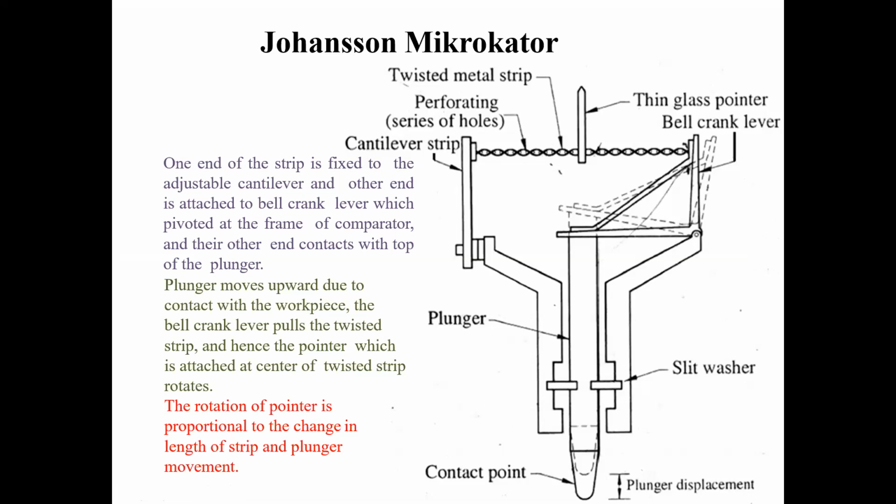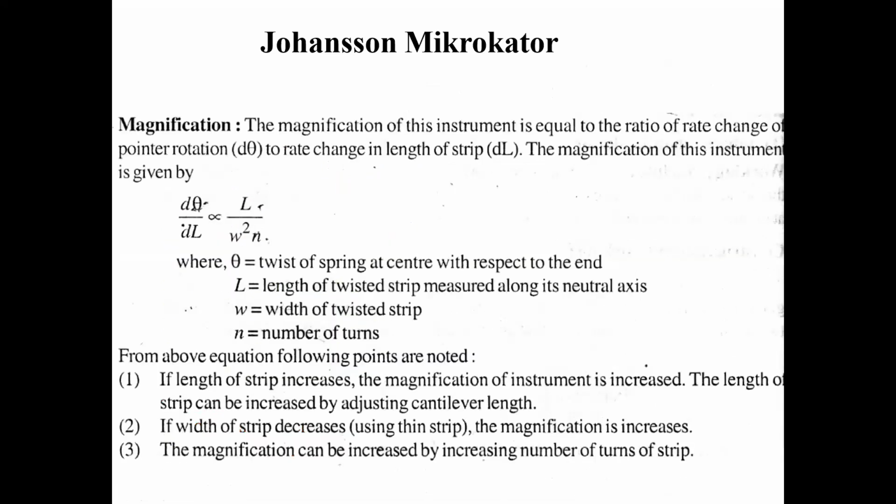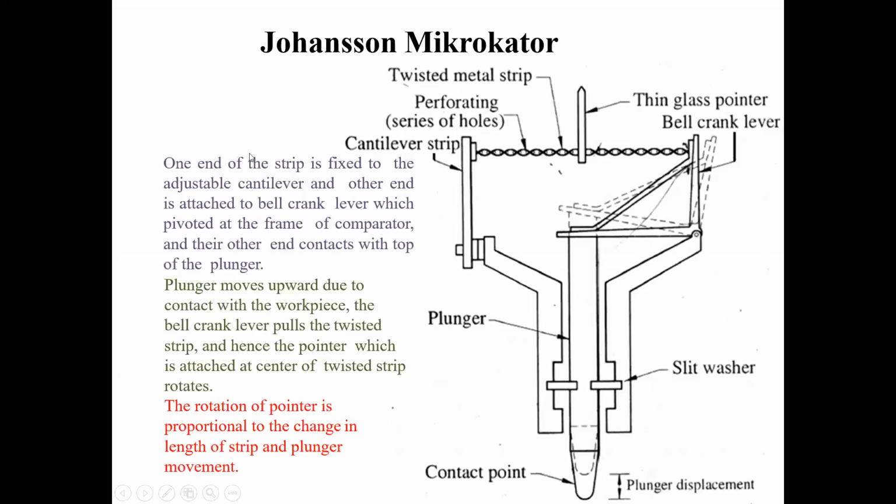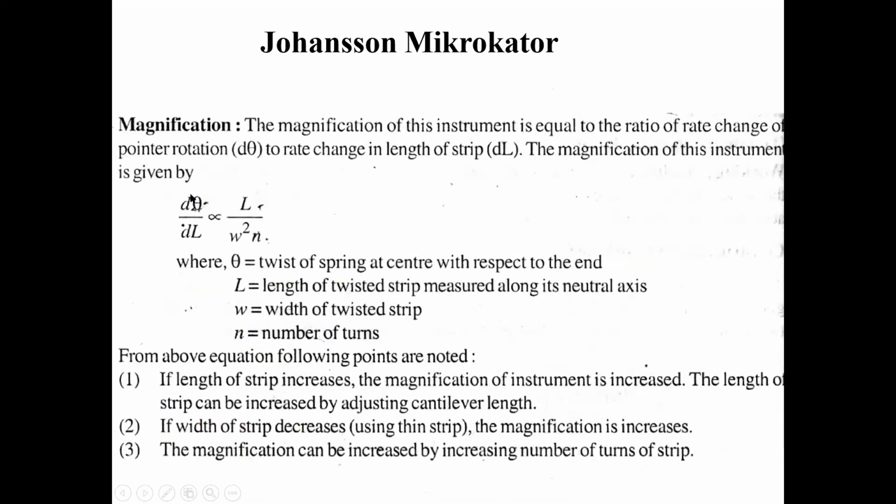And magnification. Here the magnification is the ratio of change of pointer rotation to the change in length of strip. If you take the length of the strip, and the pointer rotation as d theta, then the magnification of the instrument is given by d theta by dl. d theta by dl indicates the magnification of this comparator.